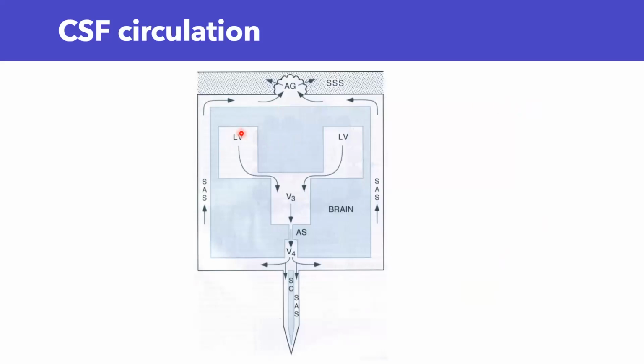Okay, the choroid plexus produces the CSF, which circulates through the lateral ventricle, third ventricle, fourth ventricle, and into the subarachnoid space, and eventually returns to the blood through the arachnoid granulations or arachnoid villi.